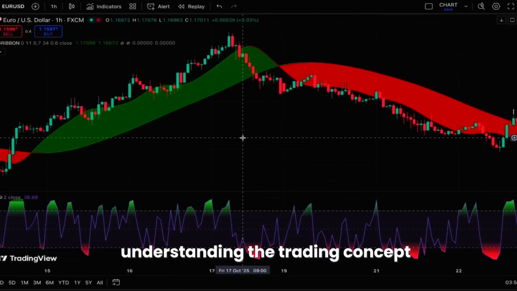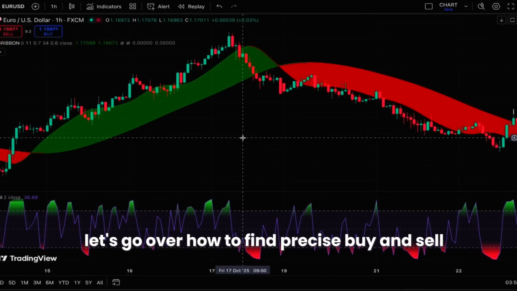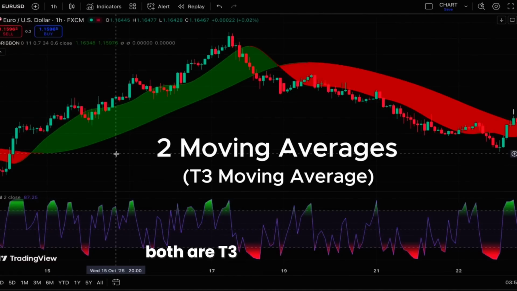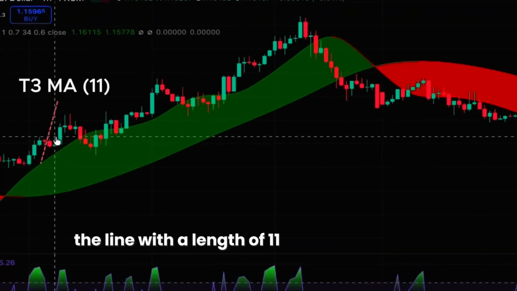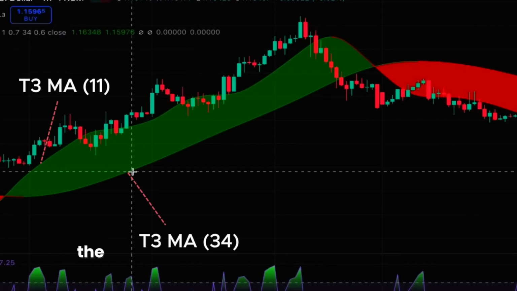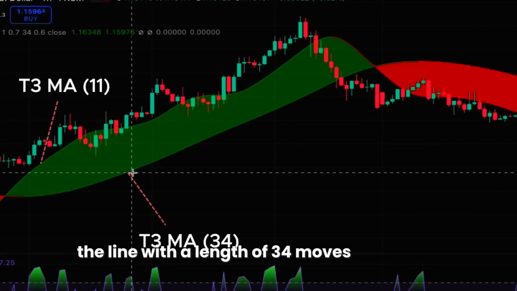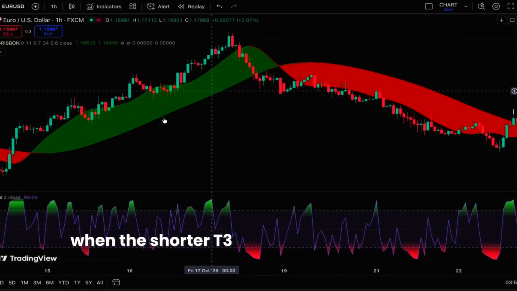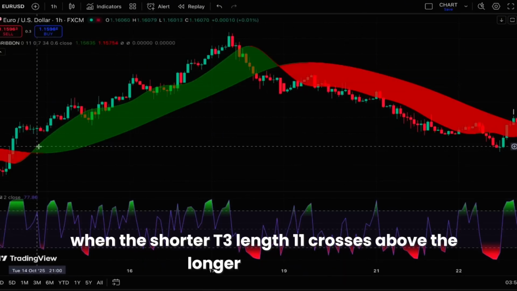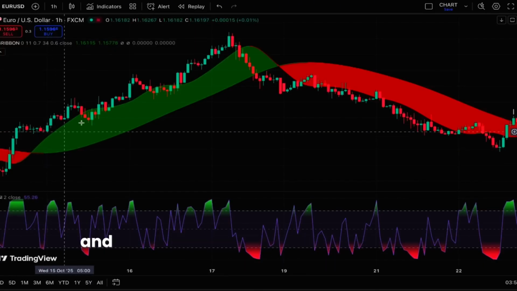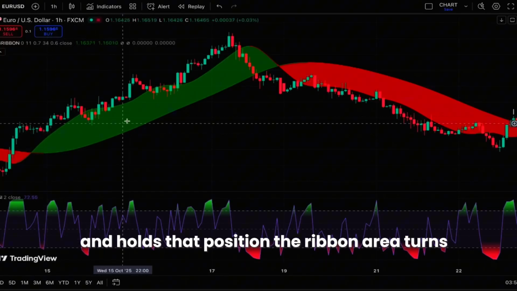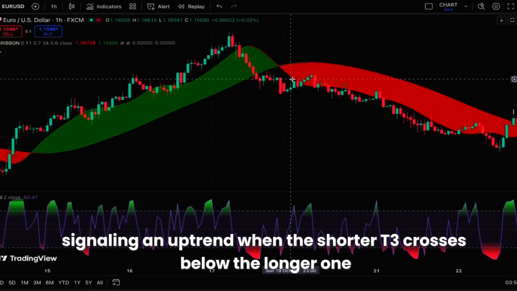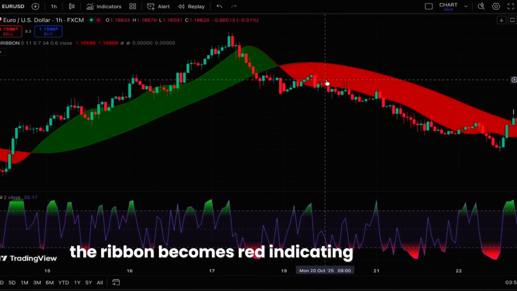Understanding the trading concept. Let's go over how to find precise buy and sell signals using this setup. You'll notice two moving averages. Both are T3 moving averages. The line with a length of 11 reacts faster to price movement. The line with a length of 34 moves more slowly, representing the broader market trend. When the shorter T3, length 11, crosses above the longer T3, length 34, and holds that position, the ribbon area turns green, signaling an uptrend. When the shorter T3 crosses below the longer one, the ribbon becomes red, indicating a downtrend.